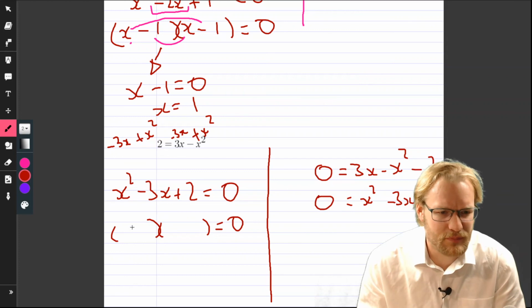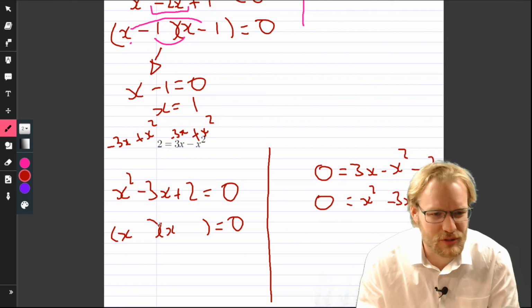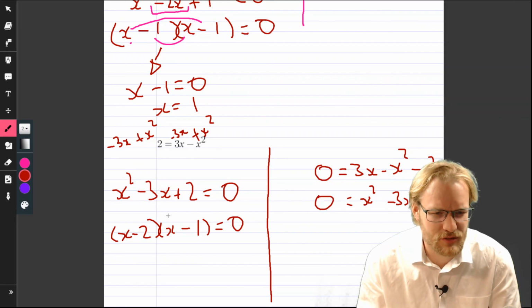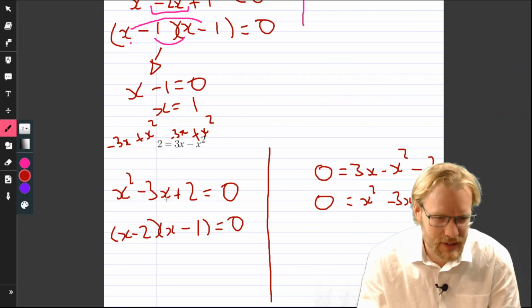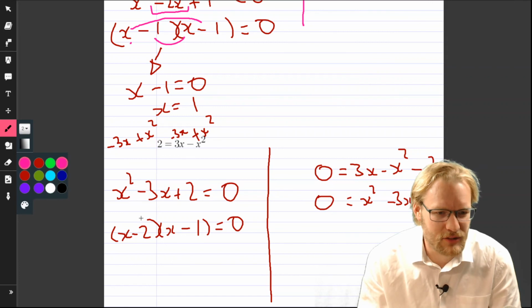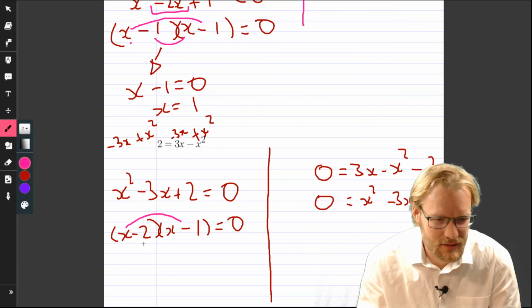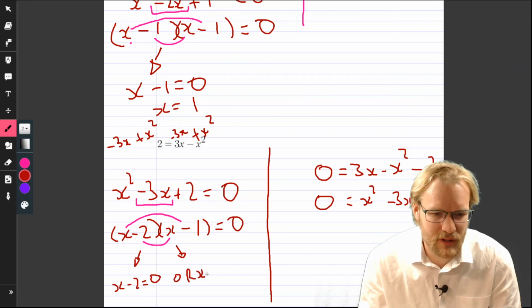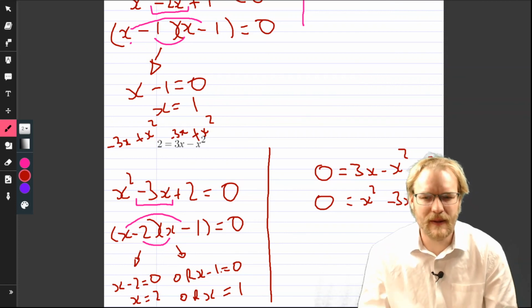One extra step. Okay, x, what times what gives you 2? It's only really one option. 2 times 1. Negative 2 times negative 1 gives you positive 2. Negative 2x minus 1x gives you negative 3x. And let's just capture that. That plus that gives you the middle term. And therefore you've got your two solutions. X minus 2 equals 0, or x minus 1 equals 0. So x equals 2, or x equals 1. Done. Love it.